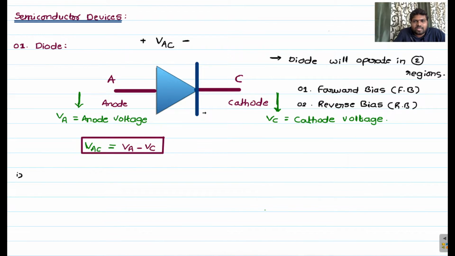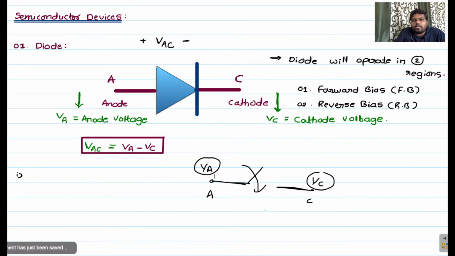In this forward bias condition, the diode will act as a switch. That you have to remember. When the diode is in forward bias condition, the diode will act as an on switch, that means a short circuit. For example, if you take it like this, this is the anode terminal and this is the cathode terminal. This is like one switch, right? Here we take VA, the anode voltage, and this one is the cathode voltage. The difference between these two terminal voltages is VAC, which is nothing but VA minus VC.